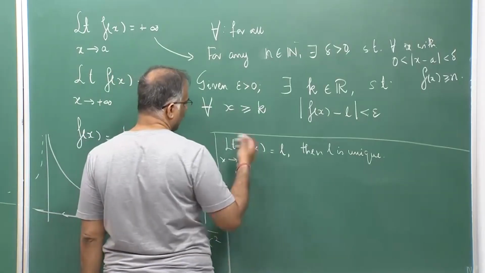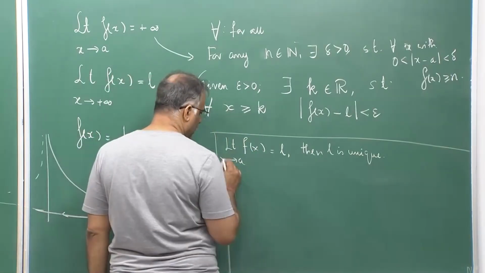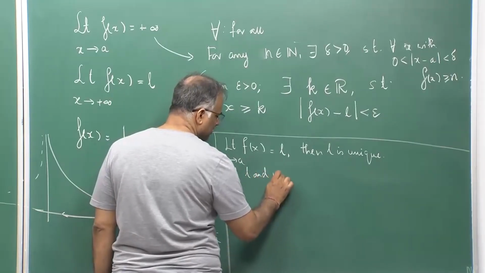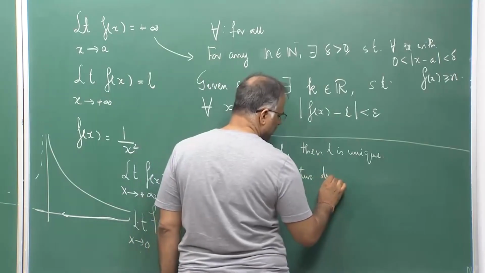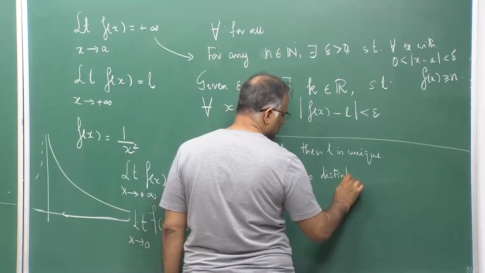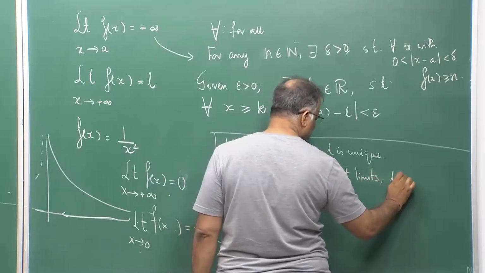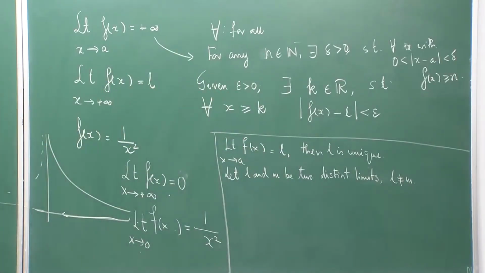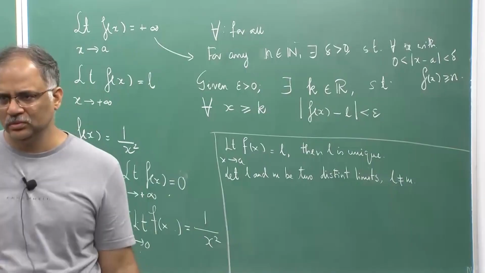So what does it mean? Let us take that there are two limits of this. So let L and M be two limits, two different limits, two distinct limits. So the limit goes to L as well as M. Distinct limit means L is not equal to M. So what do I have now? I will take an epsilon, and use epsilon by 2.